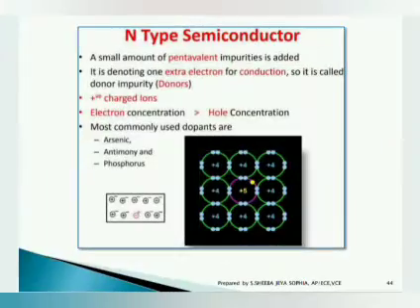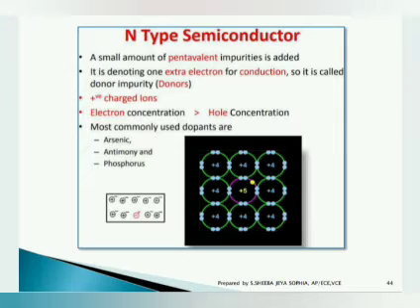So this N-type semiconductor is nothing but a small amount of pentavalent impurities added to the original material. It donates one extra electron for conduction, and so it is said to be a donor impurity. Positive charged ions. Here, electron concentration will always be greater than the hole concentration. And the most commonly used dopants, that is the impurities for adding, are arsenic, antimony and phosphorus.